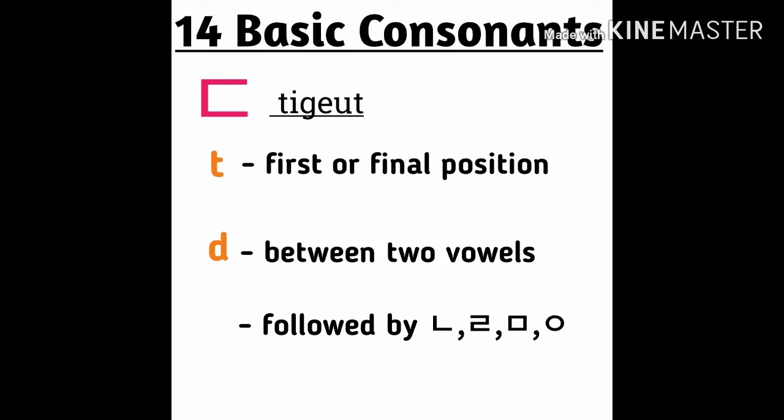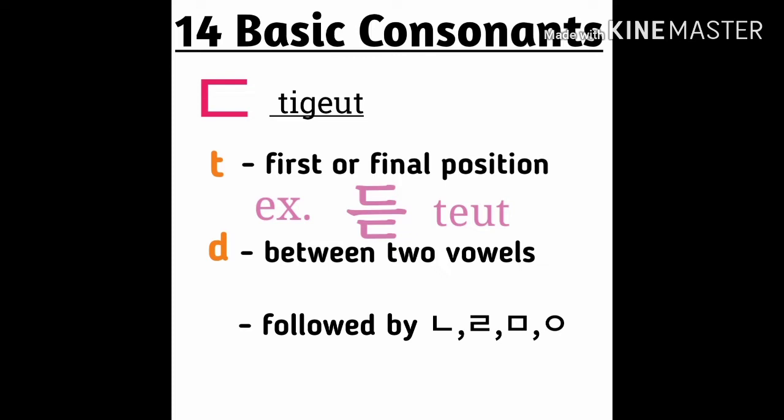Next consonant is the consonant tigut. Its rule is, in the first or final position, it will sound as letter T. For example, this word. Because tigut is in the first and final position, it will sound as T. We will read this as tut.